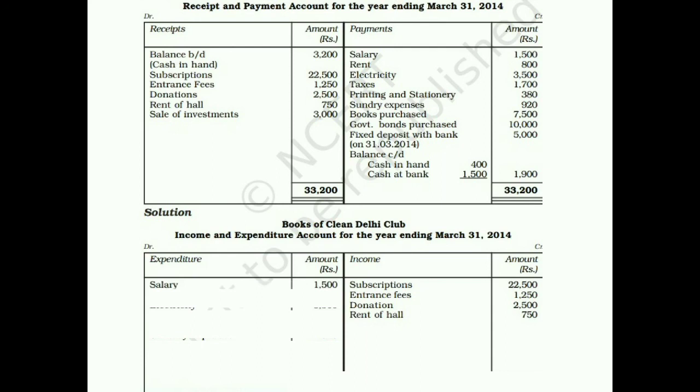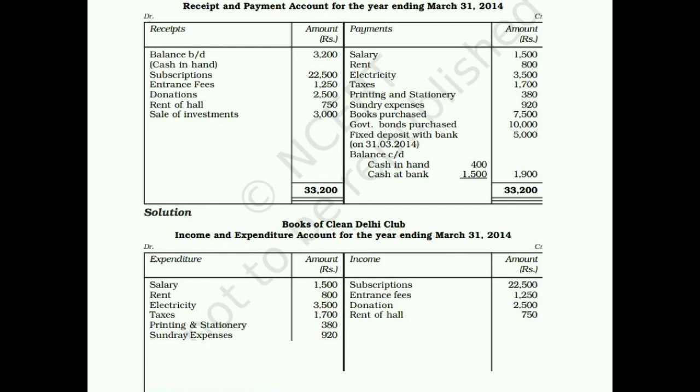But the next was salary, so salary will be here. Then next is rent. It will be here. Electricity will be here. Taxes will be here. Printing and stationery will be here. Sundry expenses will be here. Books purchased, books are our assets. Government bonds are also assets. Fixed deposit is clearly an asset. And the balance CD, cash in hand and cash at bank, are the closing assets.